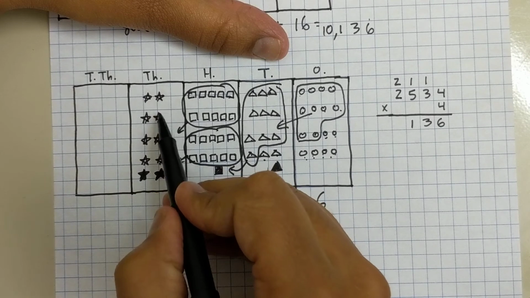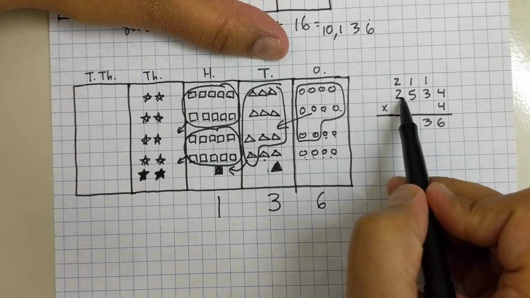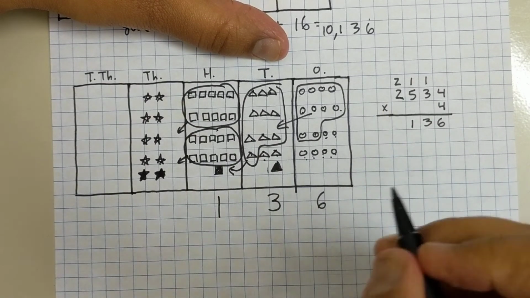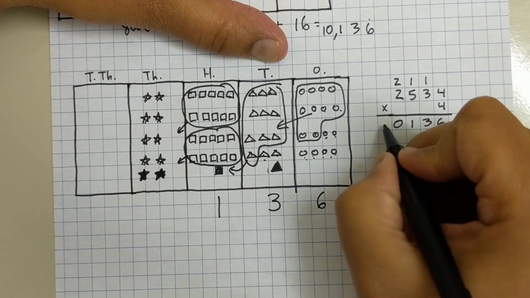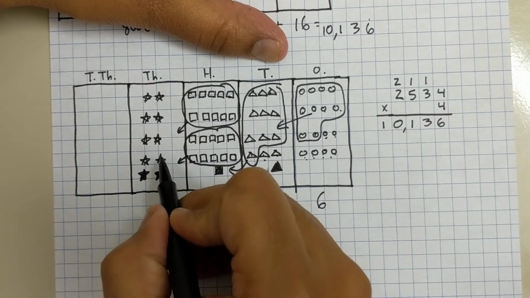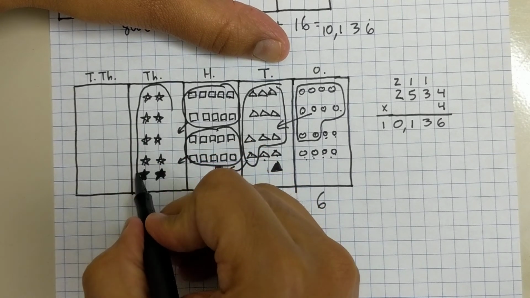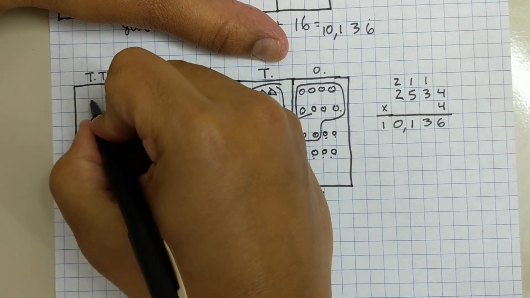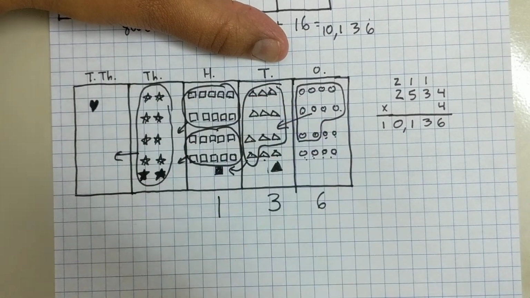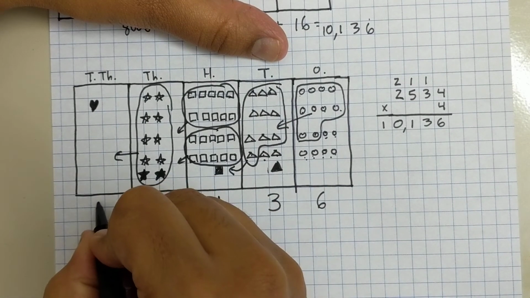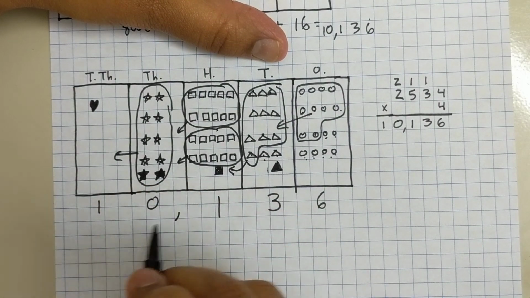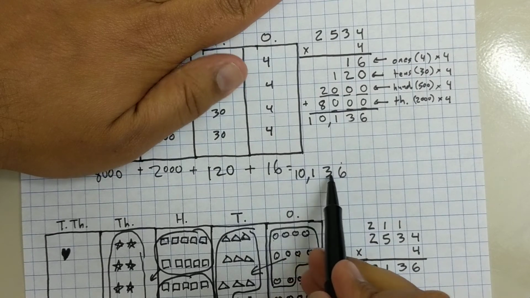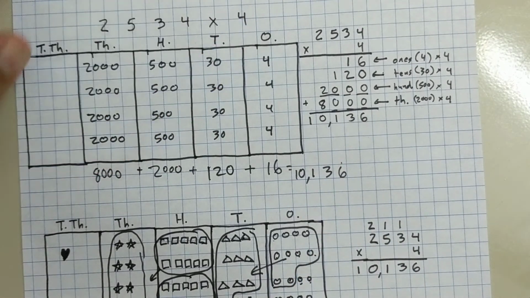Finally, I've got 2, 4, 6, 8. 4 times 2 is 8, plus the 2 that I just regrouped. 4 times 2 is 8, plus 2 is 10. I'm going to write down the 10, write that down over here. Technically what I'm doing here is I'm regrouping all of these thousands and trading them in for 1 new 10,000. So I'll have 0 thousands left and 1 ten thousand here. 10,136, same as 10,136.